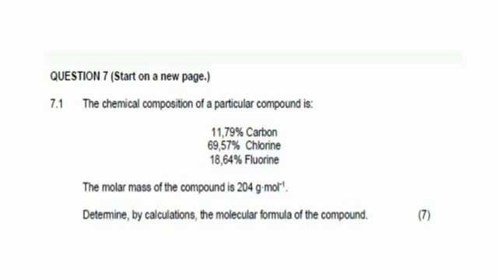Okay, so let's look at activity 3. We have this question 7. It says the chemical composition of a particular compound is 11.79% carbon, 69.57% chlorine, and 18.64% fluorine. It says the molar mass of the compound is 204 grams per mole, determine by calculation the molecular formula of the compound.